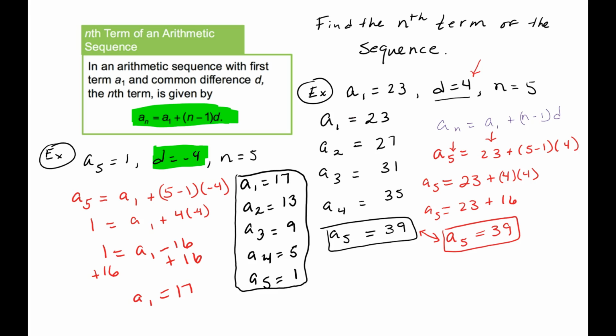A little bit of a different example because you actually had to start off with finding the initial value a sub 1, but not too terribly difficult. Okay, so this is just a little bit on how to find the nth term of an arithmetic sequence.